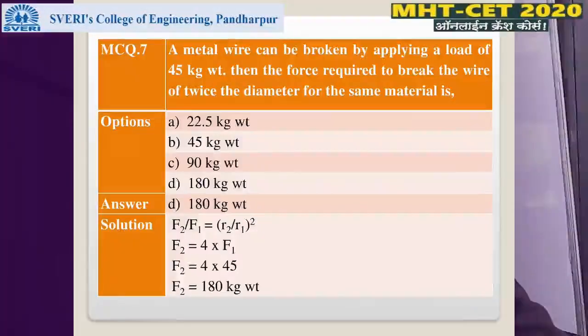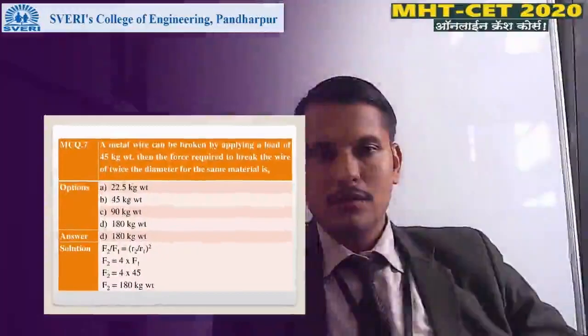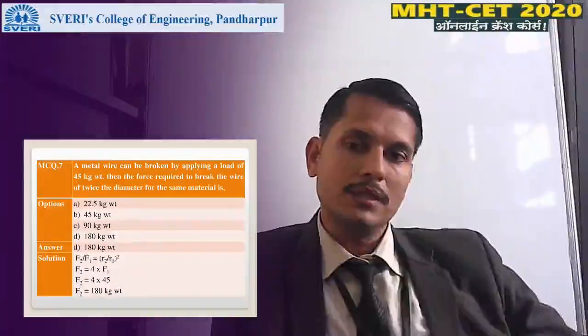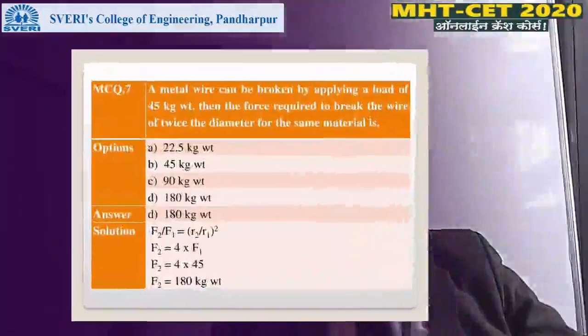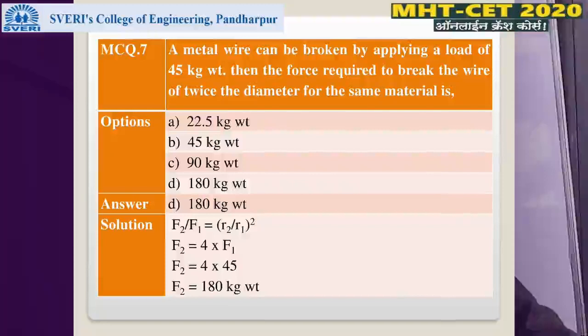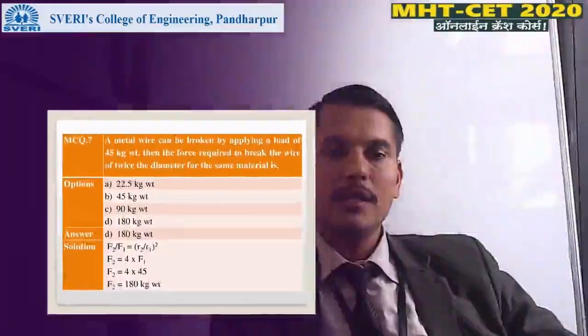Number 7. A metal wire can be broken by applying a load of 45 kg weight. Then the force required to break the wire of twice the diameter for the same material is. Okay, so here we have to consider once again the same type, but just the MCQ is different. A metal wire can be broken by applying a load of 45 kg weight. Now the force required to break the wire of twice the diameter for the same material is.